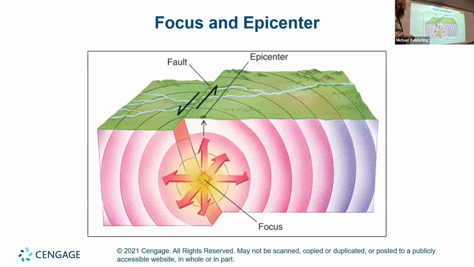So for an earthquake, this is the focus underground. The point immediately above it is the epicenter and the fault line. So the fault line may not be cutting vertically through the earth. It may be at an angle. So the epicenter is not always going to sit directly on the fault line.